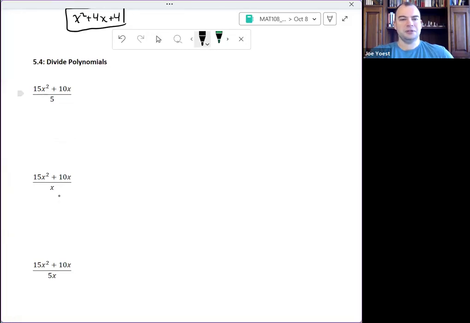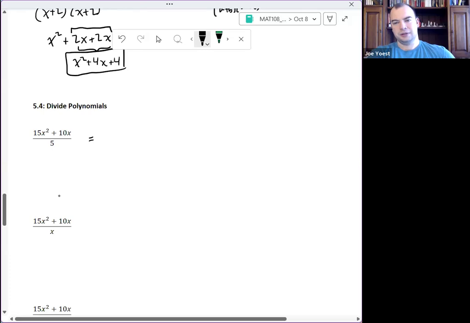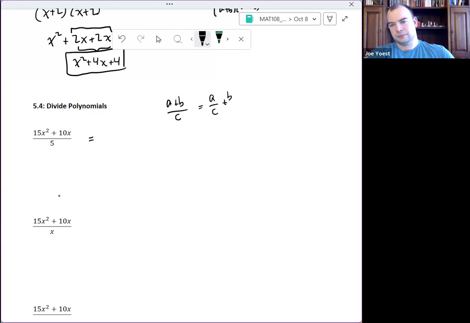Okay, so dividing polynomials. So if we take, for instance, 15x squared plus 10x, all divided by 5, how can we simplify this out? I suppose there's two approaches we could take. One is we could use a fractions property that a plus b over c is a over c plus b over c. So I can break my fraction up this way. I can think of this as a numerator over a common denominator and break that apart into two fractions.